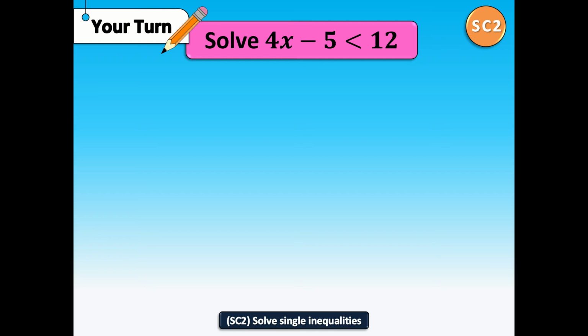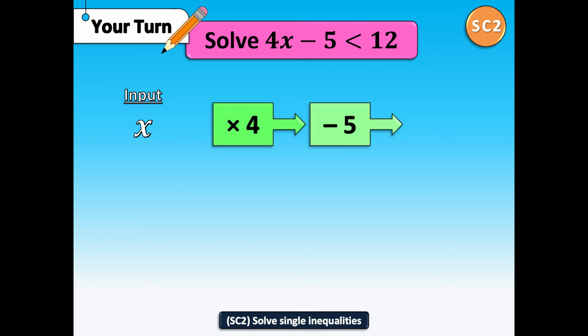Here's a question for you to have a go at. Pause the video, and when you're ready to see what you should have done, press play. In this question, we want to solve 4x minus 5 is less than 12. So we write out a function machine with what is being done to x. We're timesing it by 4, we take away 5, and we get 12.